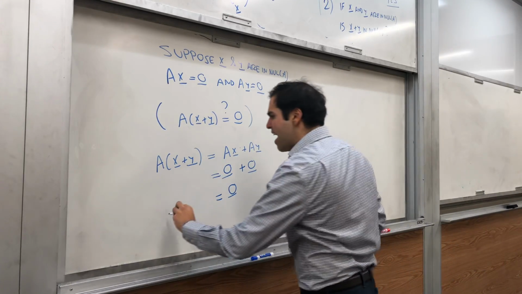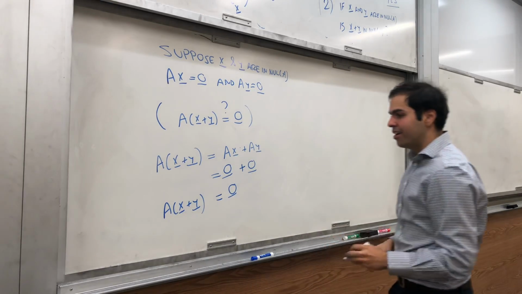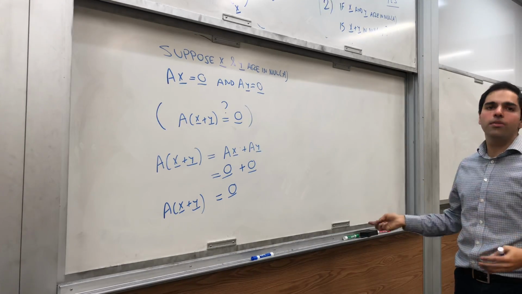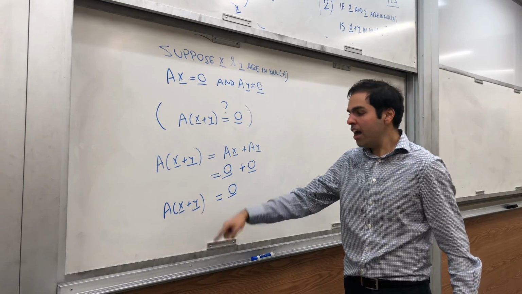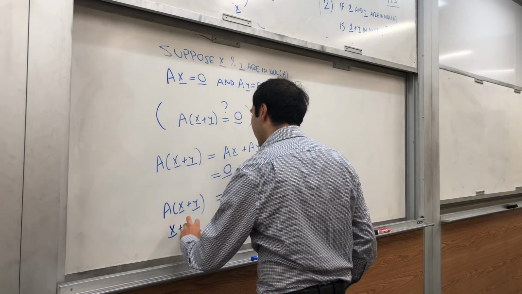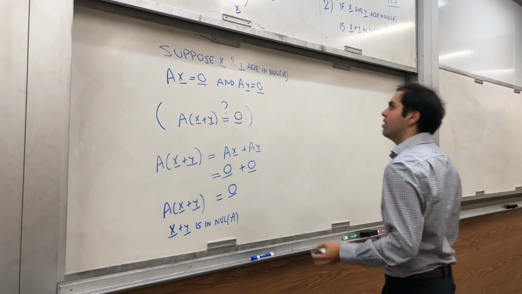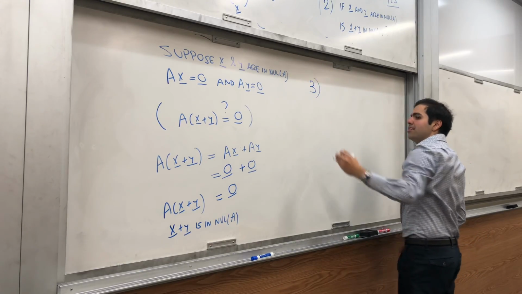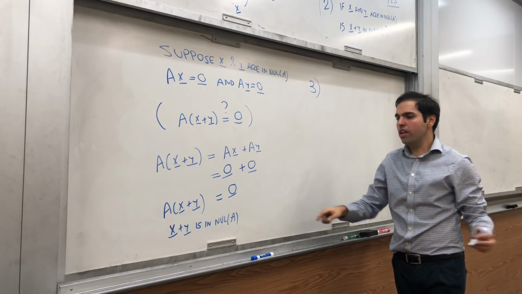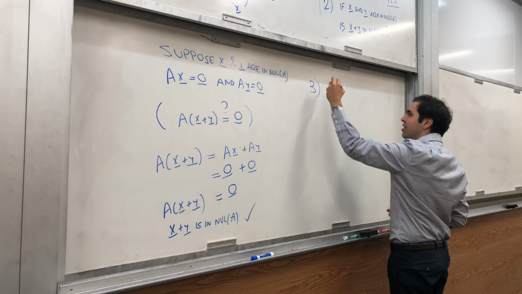So you see, A of x plus y equals 0. But again, what is the null space? The set of solutions of A of blah equals 0. Well, x plus y is a solution of A of blah equals 0. So x plus y is in null of A. Okay. So indeed, we assumed x and y are in null of A, and we showed x plus y is in null of A, which is exactly what we wanted to show.